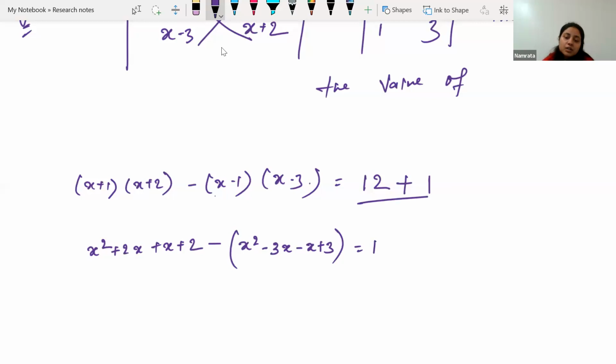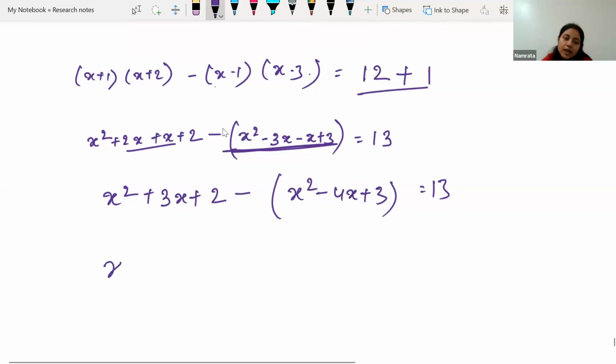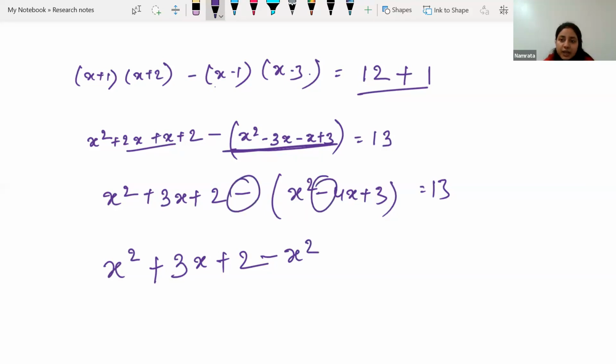That is equal to 13 over there. So here we have x square, 2x plus x is 3x, plus 2. And here let's simplify at first: x square minus 3x minus x will be minus 4x plus 3. And here we'll have 13. Here we have x square plus 3x plus 2. And let's open the bracket now. So minus x square, here minus, it is plus 4x, and then minus plus minus 3, is equal to 13.